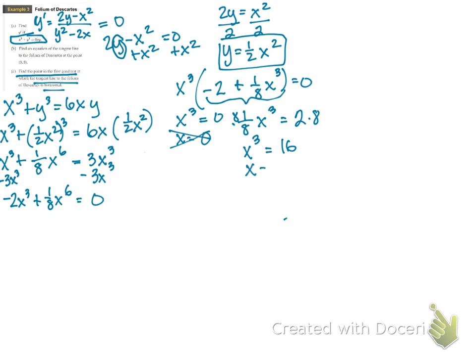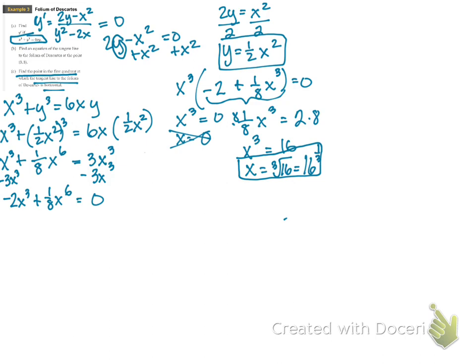So x is equal to the cubed root of 16. I think it's easier if we call it 16 to the 1/3 power. You with me? This is the x value when the tangent line is horizontal. How can we find the y value?